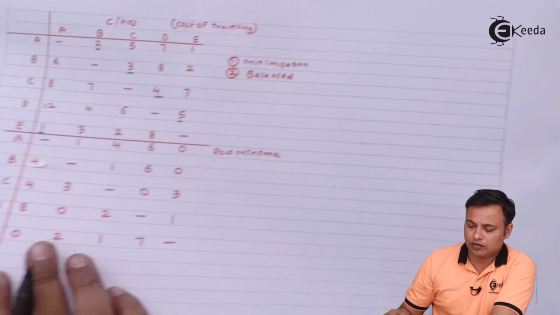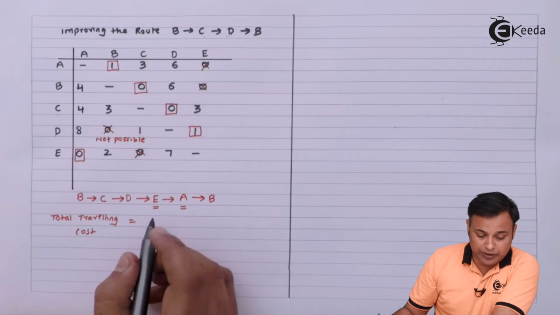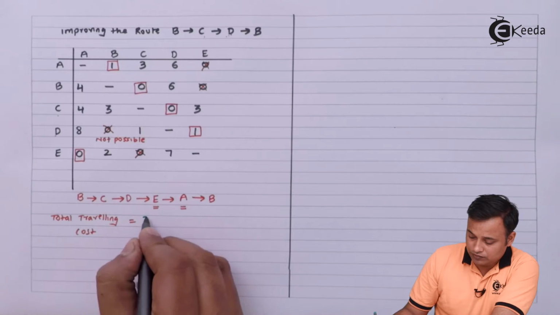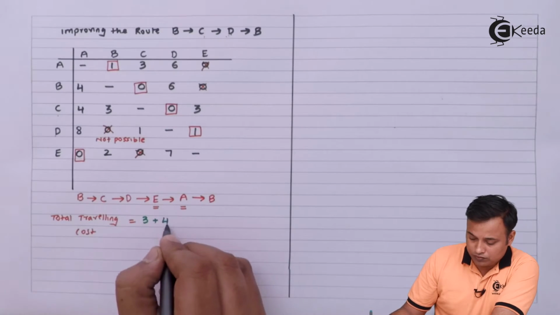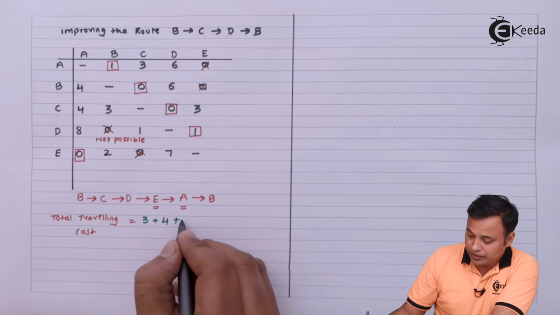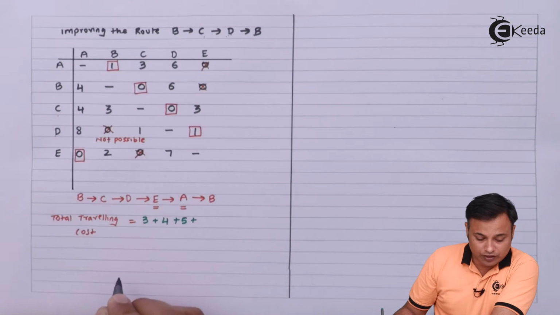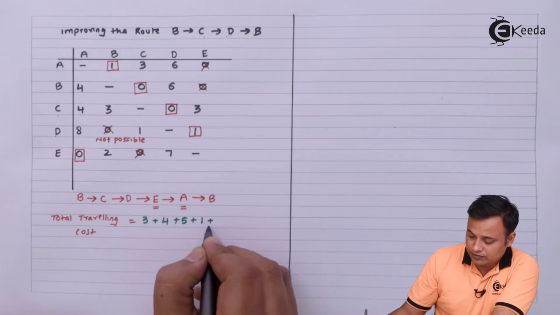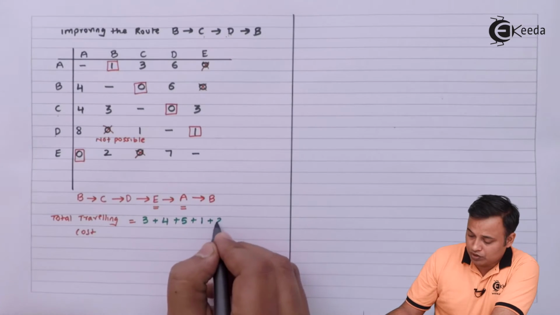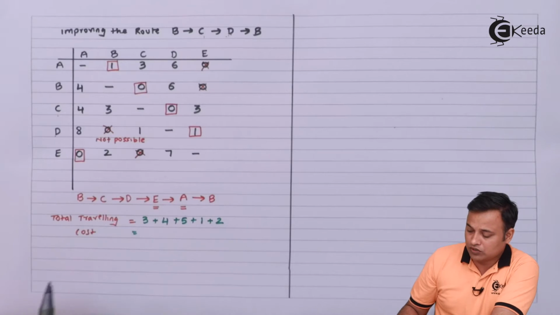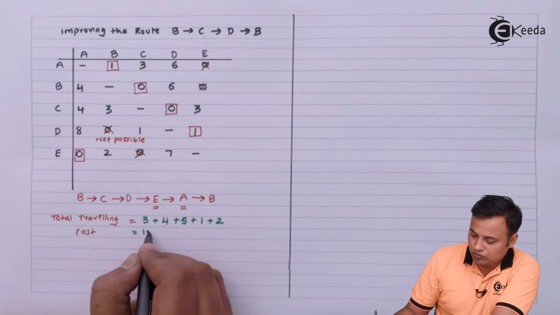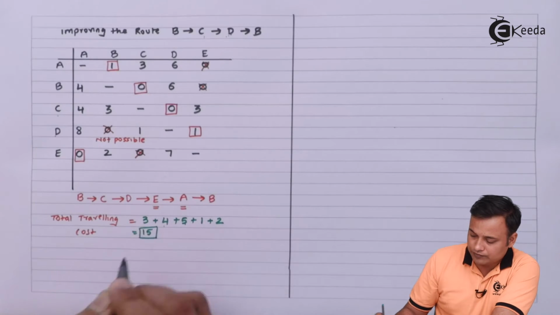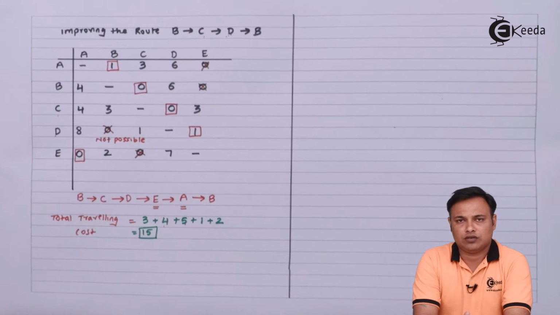So my cost will be: B to C, it is 3, C to D it is 4, D to E it is 5, E to A it is 1, and A to B it is 2. So my total cost will be 3, 7, 12, 13 and 2, 15. So as per the first improved solution, I can get a cost of 15.